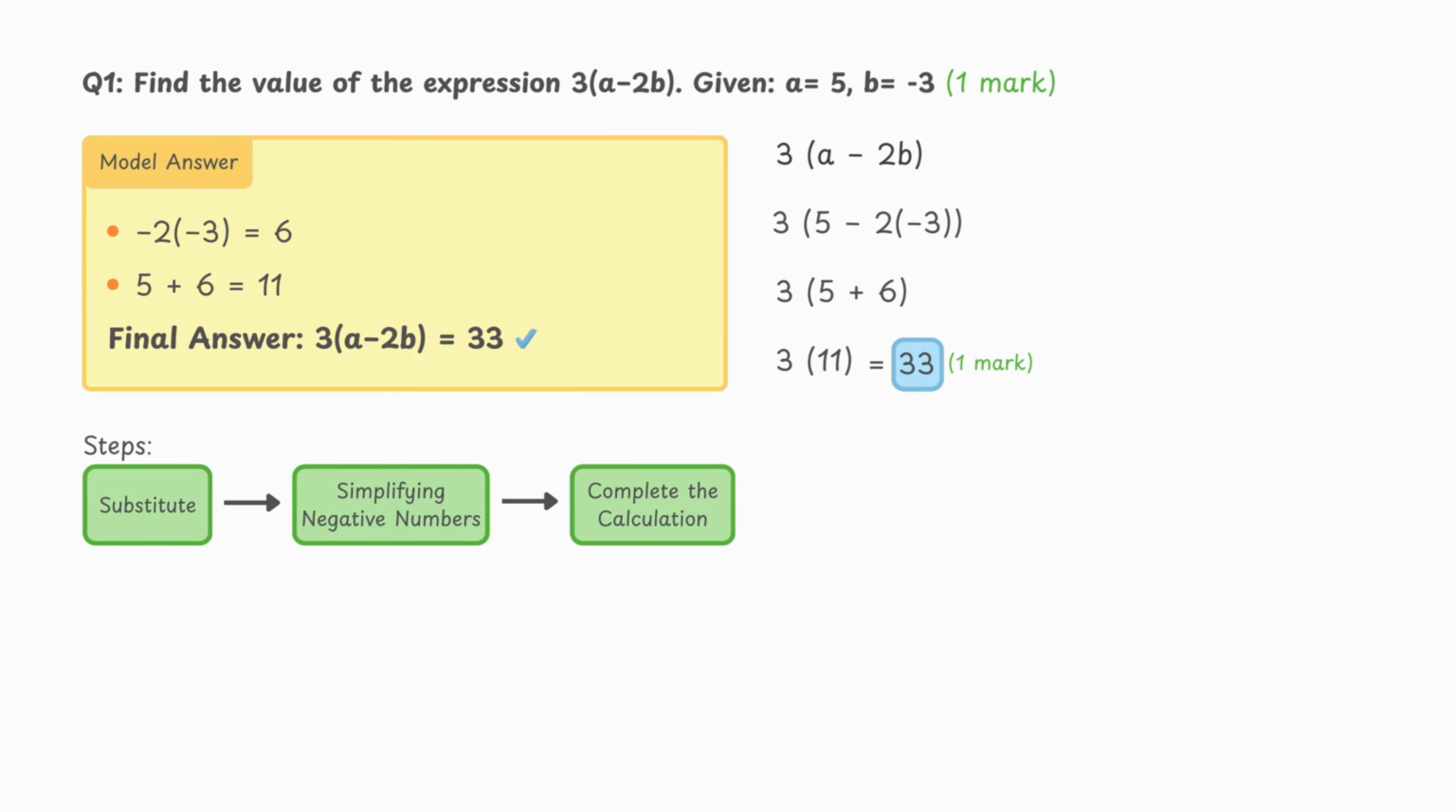Let's quickly review the method. First, substitute the values into the expression. Next, simplify any calculations involving negative numbers. Then complete the remaining calculation using the correct order of operations. One useful exam tip is to always place substituted negative numbers inside brackets. For example, when replacing B with -3, writing -3 inside brackets helps you see the signs clearly and reduces the chance of making mistakes. Remember, negative multiplied by negative gives positive, which is the key step in this question. So our final answer is 33.